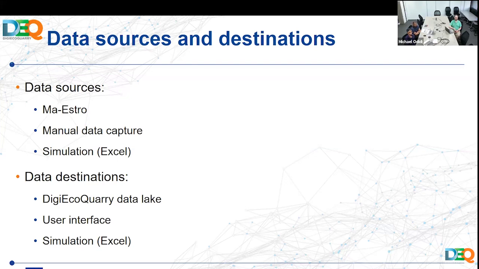The simulation is also a source of data in this system. It provides data in the sense of results from running simulations, model parameters, optimization exercise results. So that is why simulation appears both as a data source and as a data destination, because the information that we store in our system then has to go into that simulator to be able to generate results. We move to the next slide.